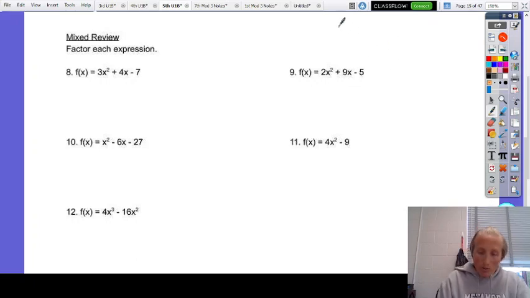Hello students, we're going to do a quick review of factoring here. So our first problem, we have three terms. The first thing we look for is a GCF, which this one does not have. So with three terms, we do the AC method.